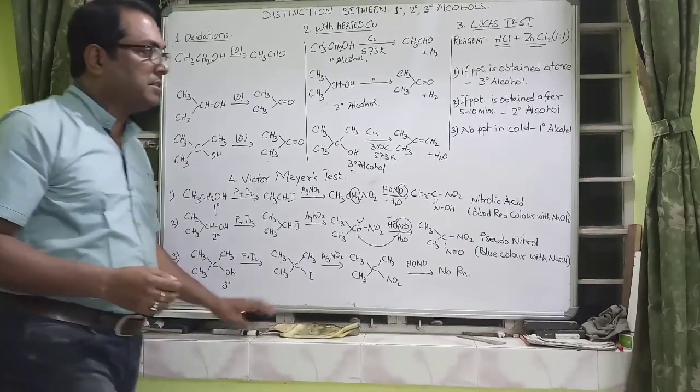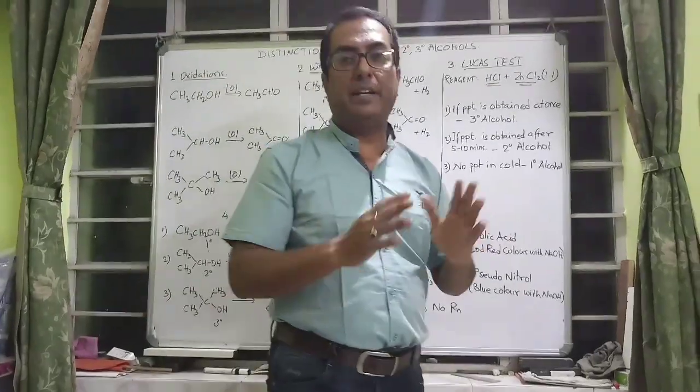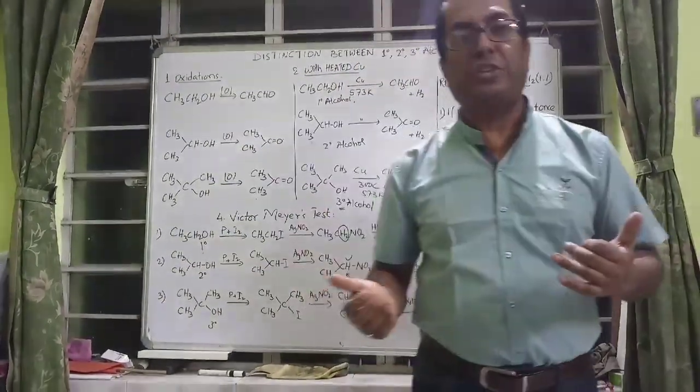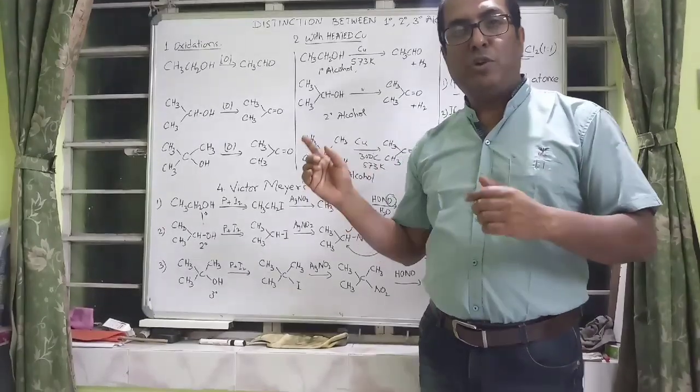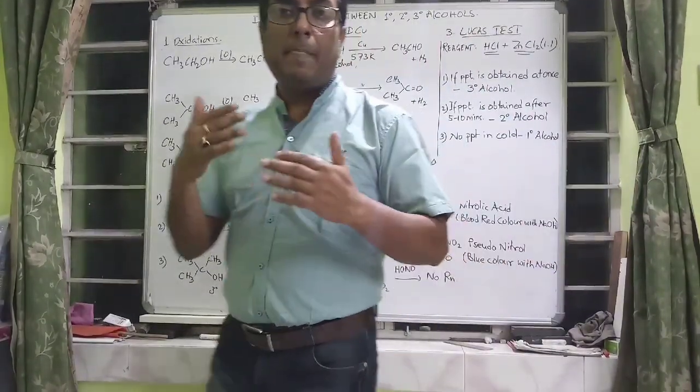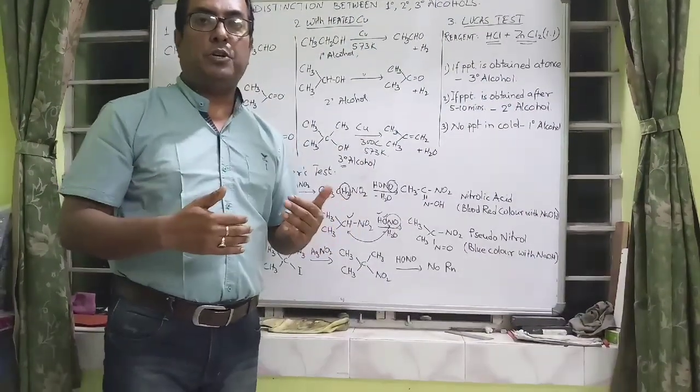So students, these are the 4 ways by which you can distinguish the primary, secondary and tertiary alcohol, and hopefully you have understood it. And if there is any problem, please let me know.